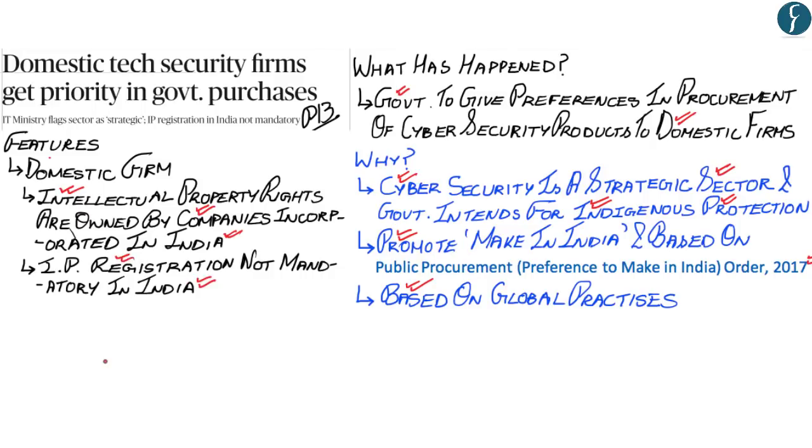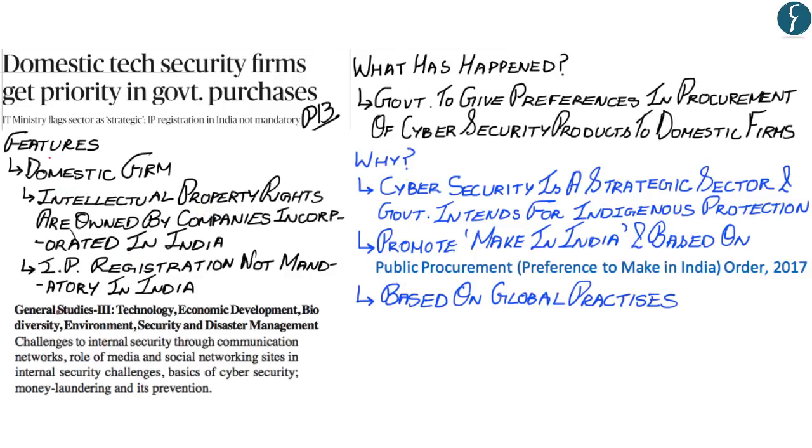Now with regards to the UPSC syllabus, this recent policy of the Government of India would be placed in GS paper 3 within the section security and within the subsection challenges to internal security through communication networks and the basics of cyber security. In addition, you have to understand that one of the main reasons for the Government of India to follow this policy is because cybersecurity is a strategic sector.